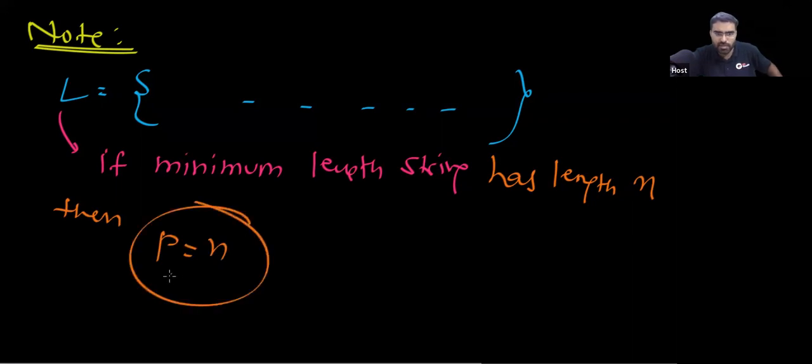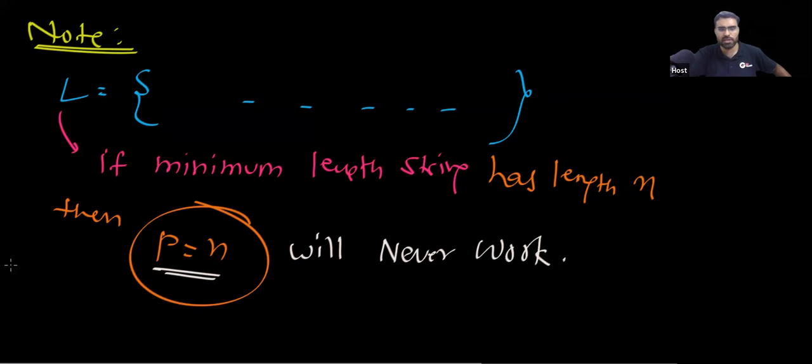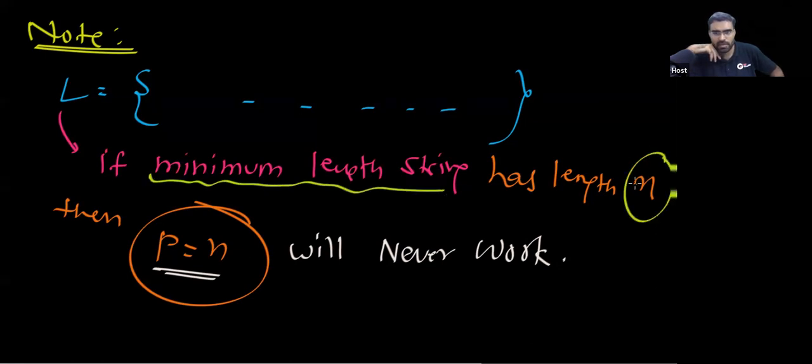Do you agree with me? Then p equal to n will never work. Did you understand the intuition? What is the intuition? Tell me. Because your minimum length string has length n. If you take p equal to n, then you repeat 0 times, then the resulting string length will be less than or equal to n. Yes or no? Do you agree?